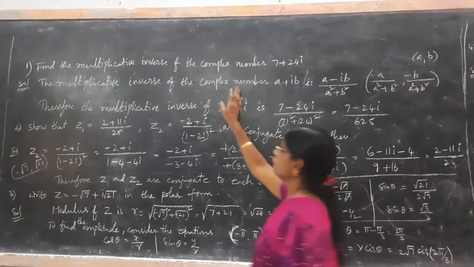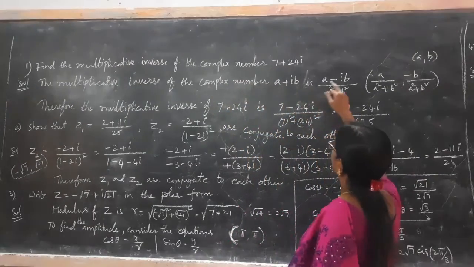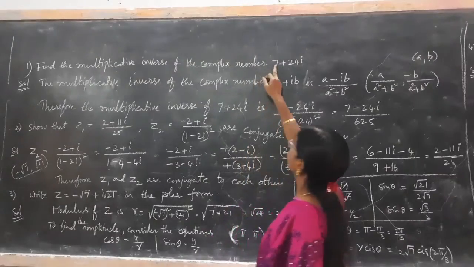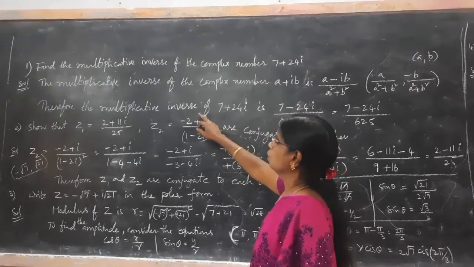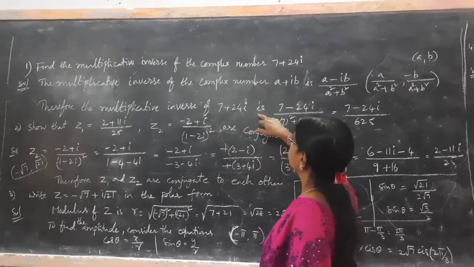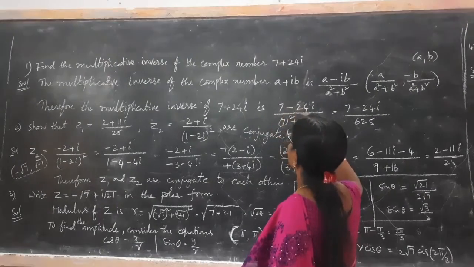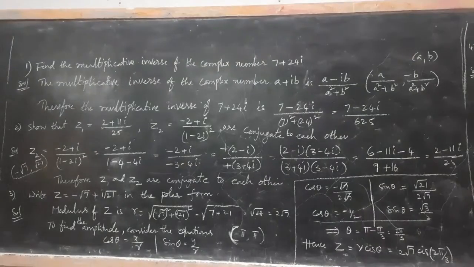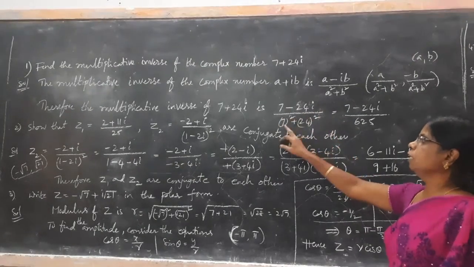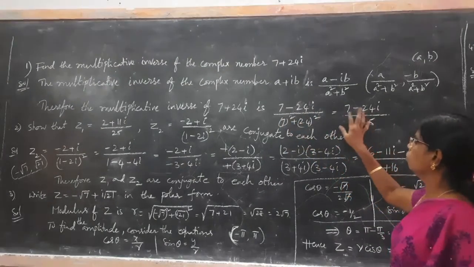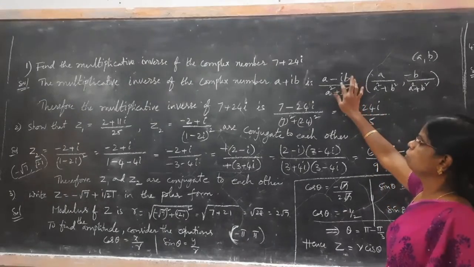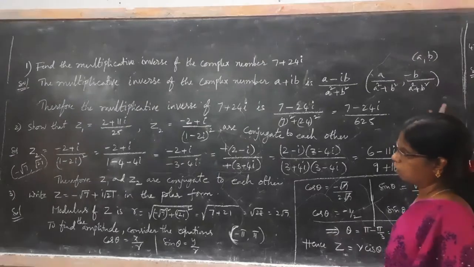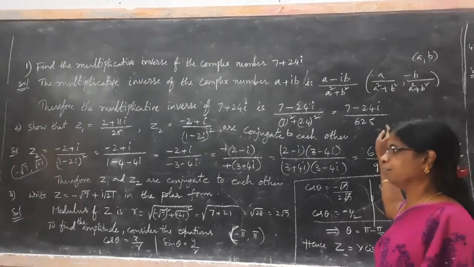So therefore the multiplicative inverse of 7 plus 24i is 7 minus 24i by 7 square plus 24 square. a minus ib by a square plus b square. So this is for this 1 mark, and for this another 1 mark. So 2 marks will be allotted like this.